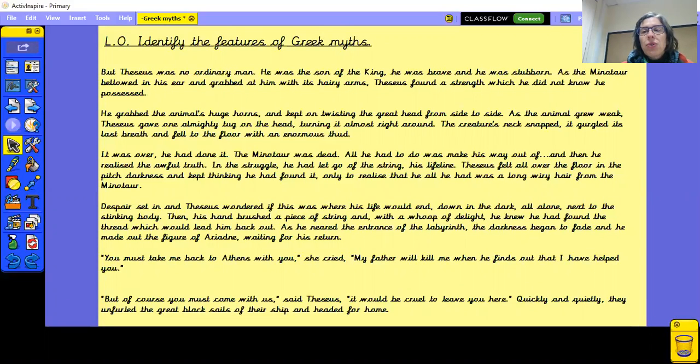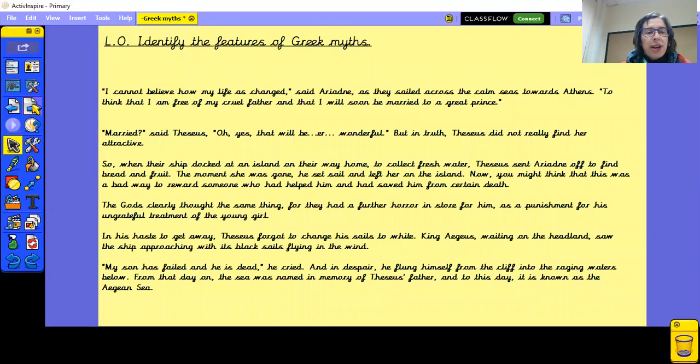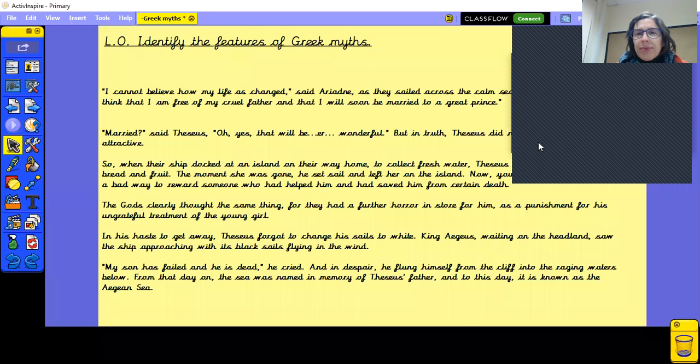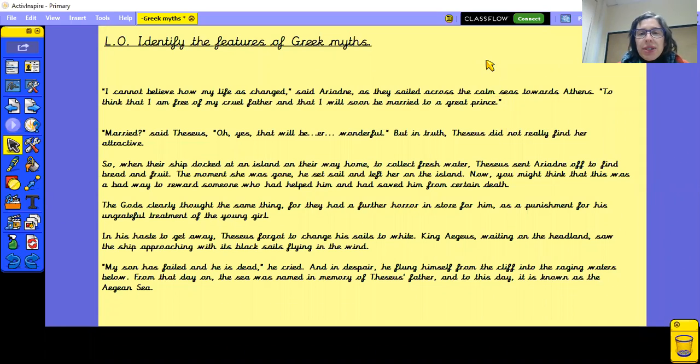This is page 4 of the story. I'm going to move my picture to the side if I can. And this is the final page of the myth of Theseus and the Minotaur. So pause the video here and take time to read the end of the story. So well done, year 5, for reading the story.